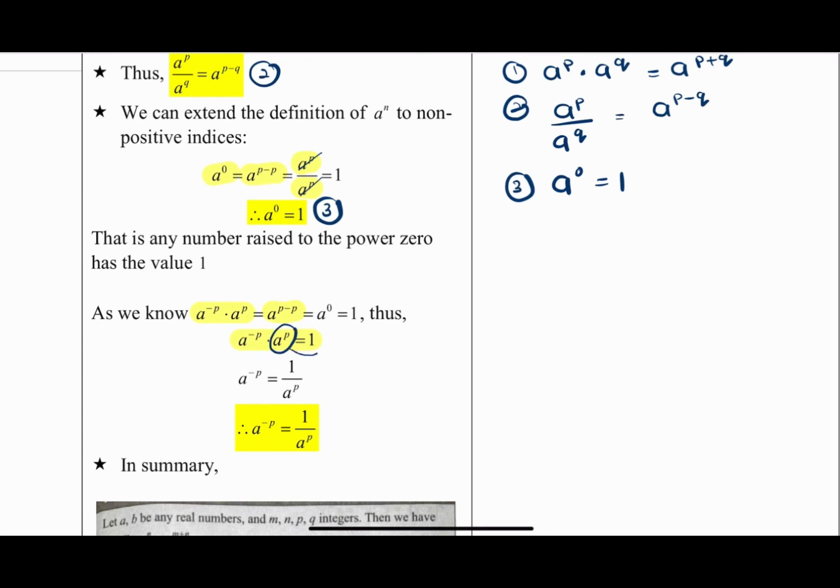Jadi dekat sini saya nampak kalau saya nak cari A to the power of negative P, kan? So A to the power of P tu pergi ke sebelah kanan. So dia akan dapat 1 over A to the power of P. Jadi dekat sini kita dah adalah properties yang keempat, iaitu A to the power of negative P sama dengan 1 over A to the power of P.